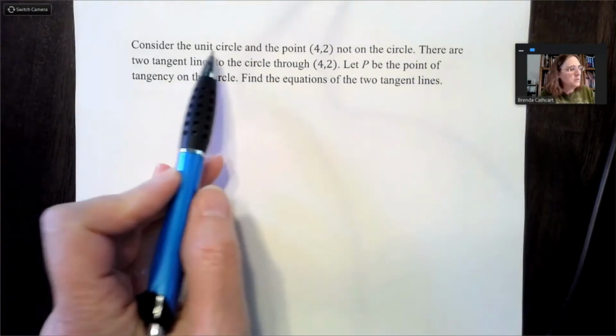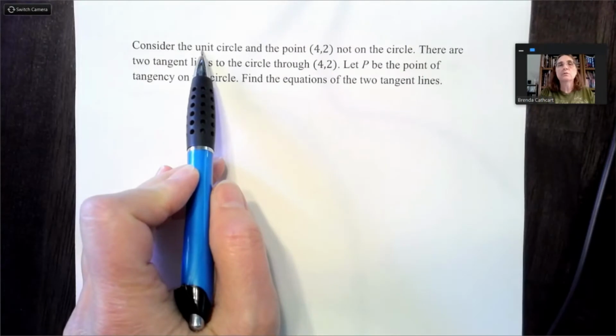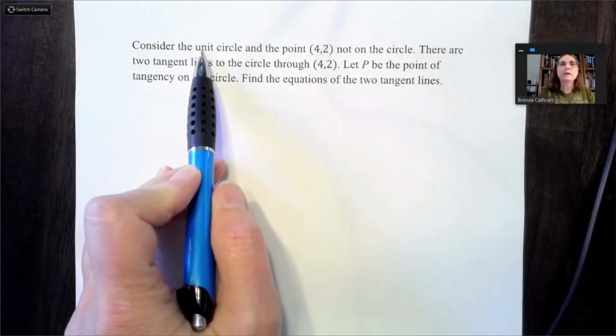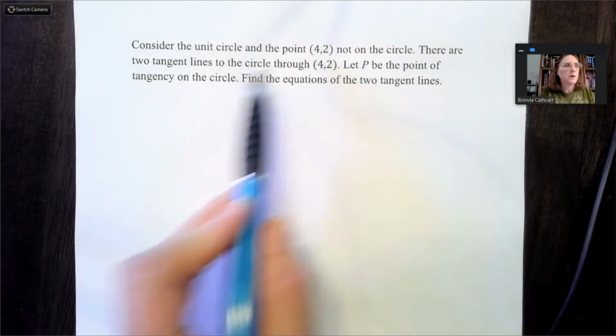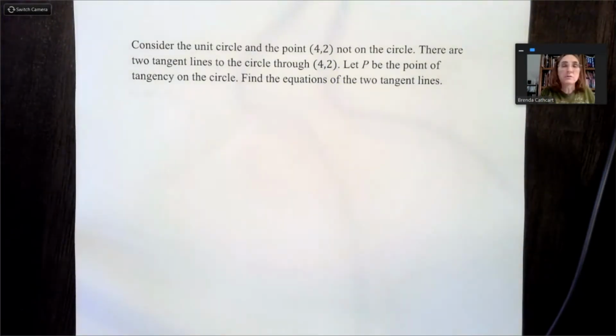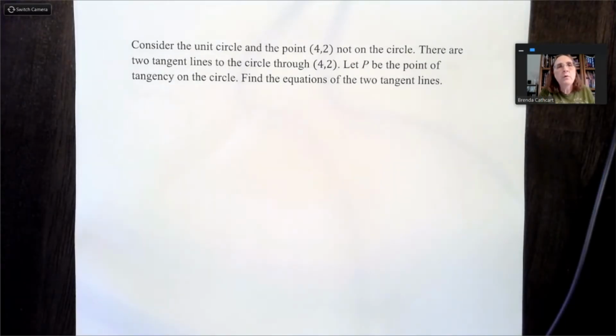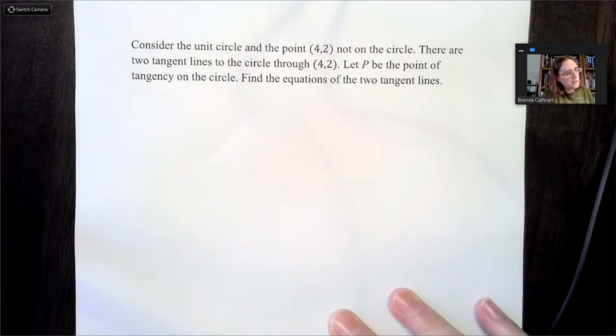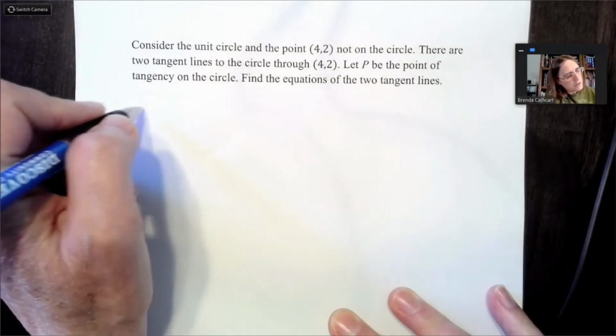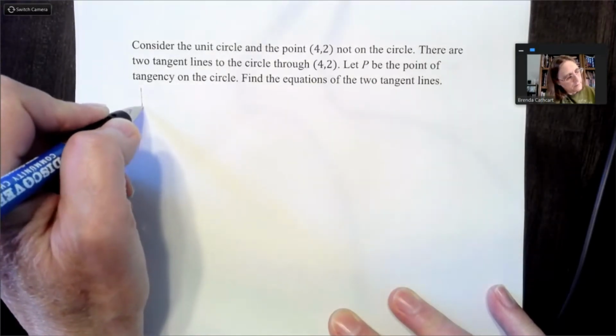We want to consider the unit circle, so that's a circle centered at the origin with radius 1, and the point (4, 2) not on the circle. There are going to be two tangent lines to the circle through that point (4, 2), and a point P is going to be that point of tangency on the circle. And we want to find the equations of those two tangent lines. So let's see if we can draw a sketch of what that's going to look like.